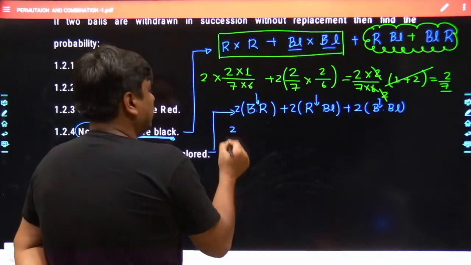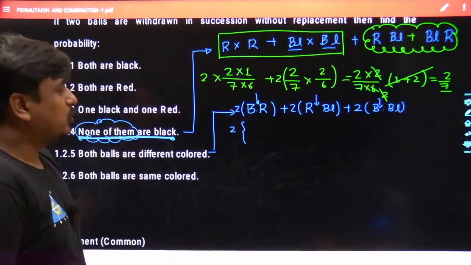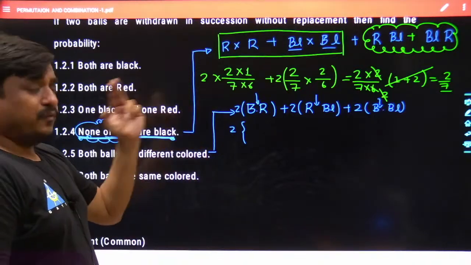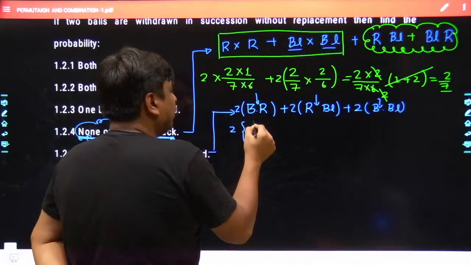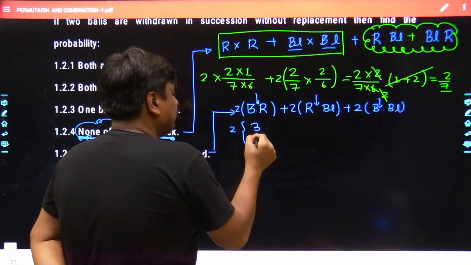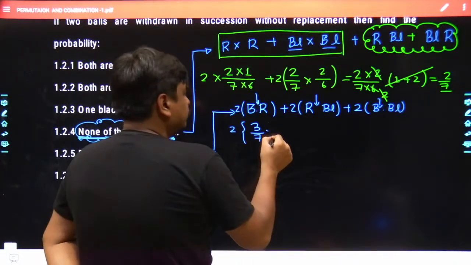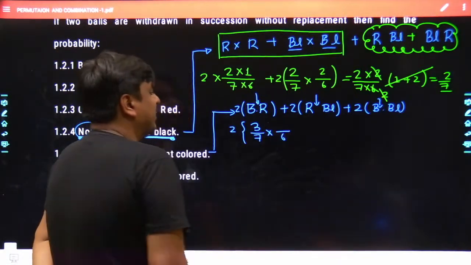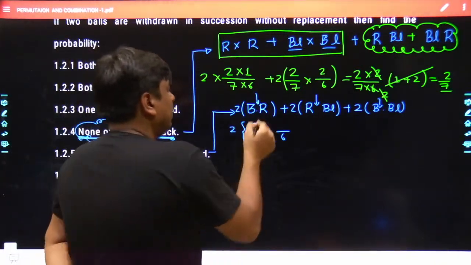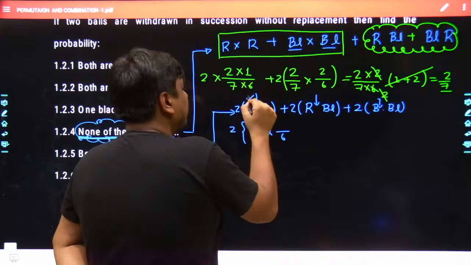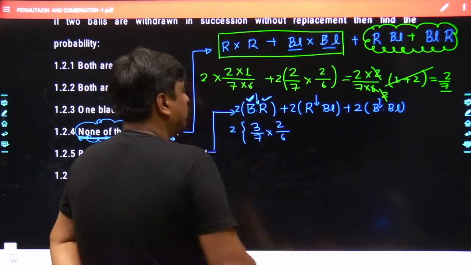So what's happening over here? 2 is common in all of the 3 terms, so why don't we bring 2 outside? May I know, the first ball being black, what would be its probability? 3 black balls out of 7 balls. That's fine, sir. And here the number of balls has been reduced to 6 because 1 ball has been taken out and discarded. My dear friends, only a black ball has been taken out, so the number of red balls left is still 2.